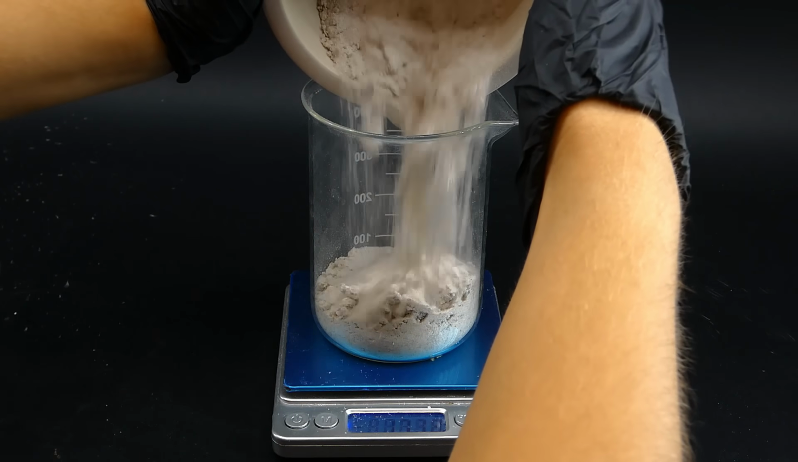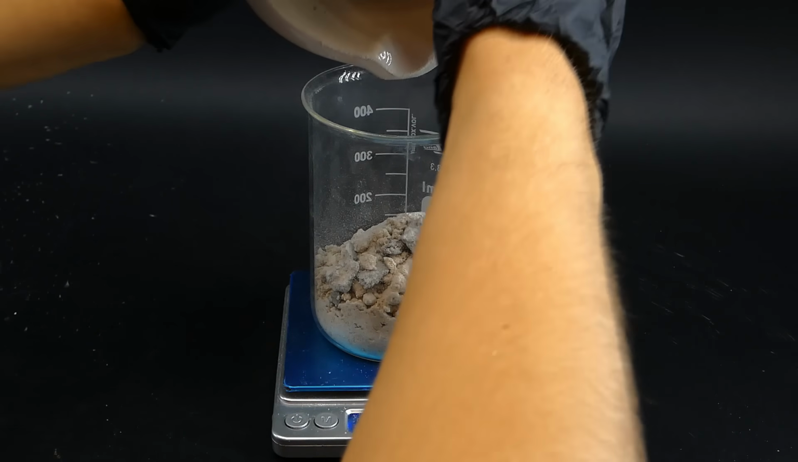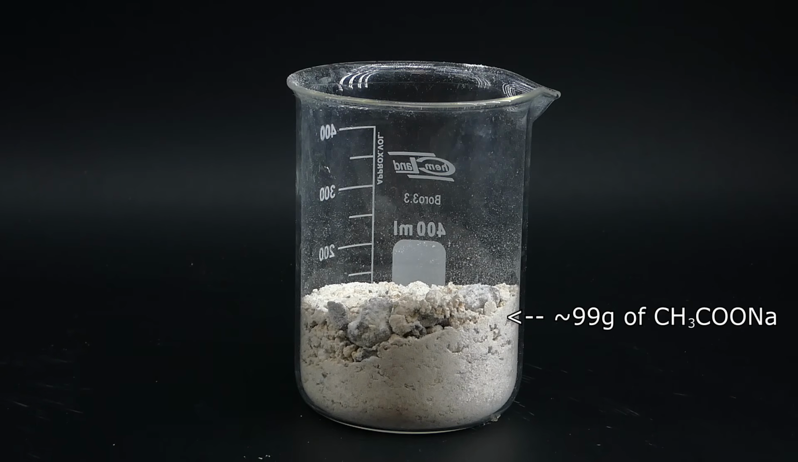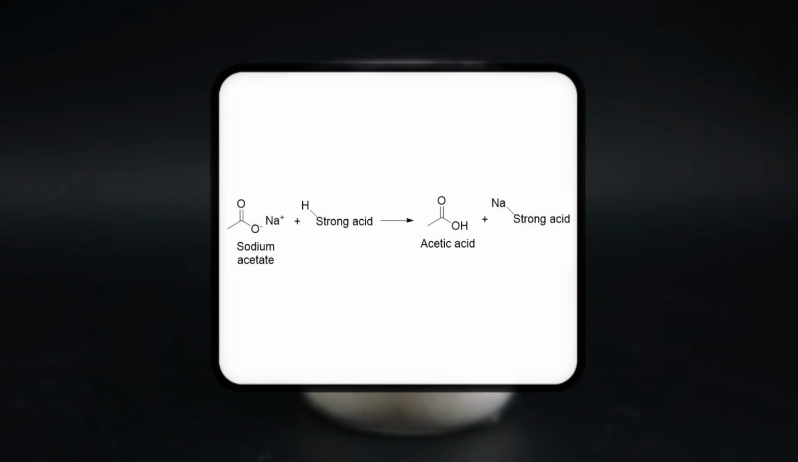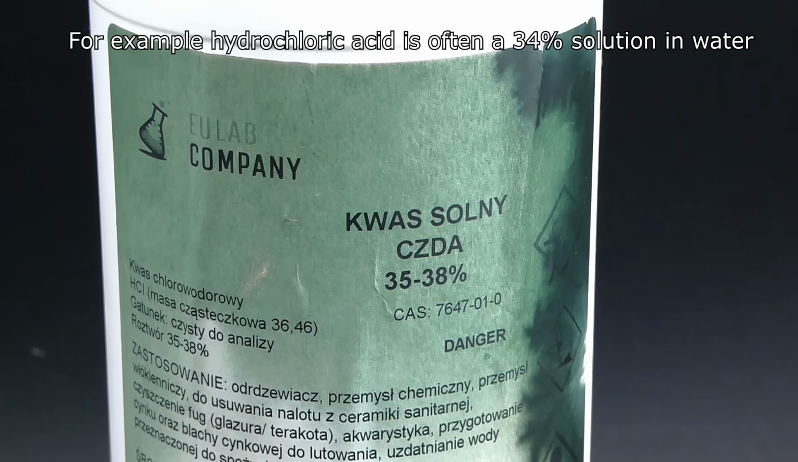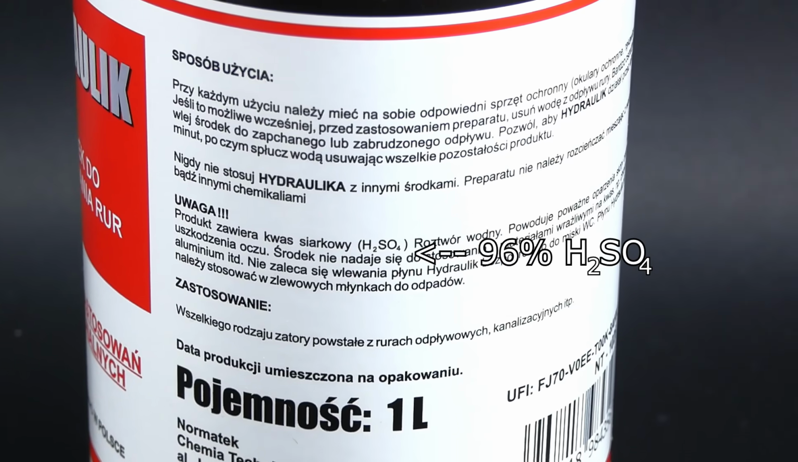When I was done, I also weighed the powder, and this time the yield was much better, and after all of this preparation, I am now left with around 99 grams of anhydrous sodium acetate. To turn it back into acetic acid, I have to react it with a strong acid. Theoretically, a lot of acids could be used here, but since most of them are a solution in water, which I specifically want to avoid when making the acetic acid, I am left with pretty much a single option, which is 96% sulfuric acid drain cleaner.